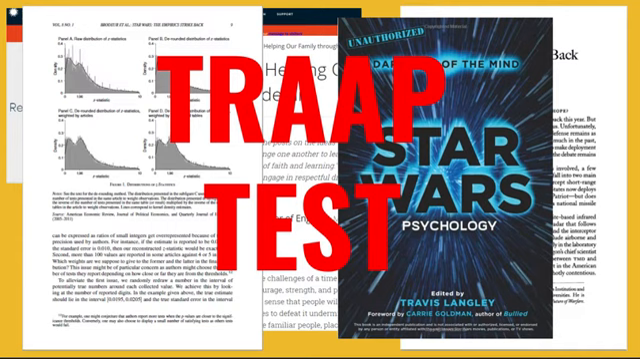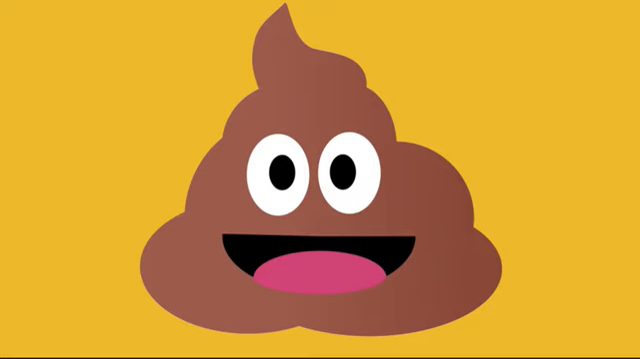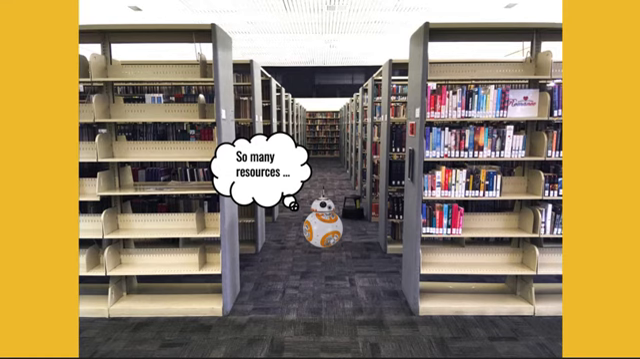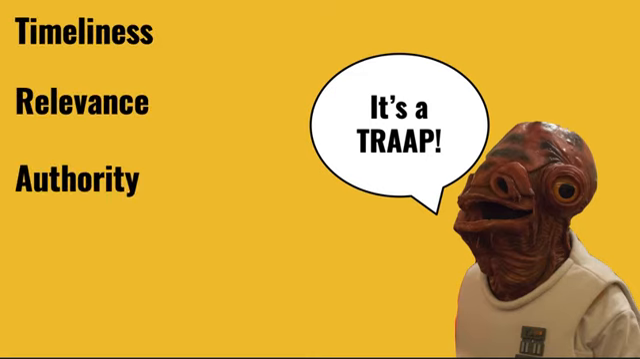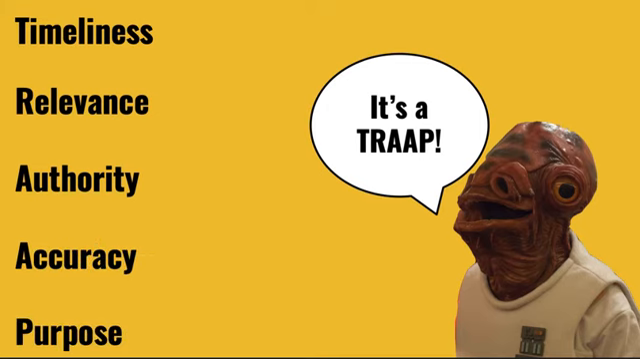TRAAP is an acronym for remembering the steps needed when deciding whether or not a piece of information is credible and appropriate for your assignment. Sometimes called the TRAAP test, we use these steps to evaluate all sorts of information, such as books, articles, websites, and even social media posts for credibility. Using credible sources means that you are using information that is high quality, trustworthy, and reliable. The 5 pieces we evaluate in the TRAAP test are timeliness, relevance, authority, accuracy, and purpose.